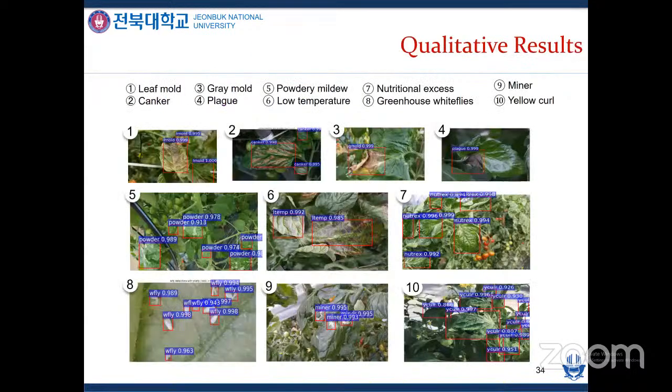So we were able to detect 10 types of diseases, pests, and viruses, including very tiny insects and other diseases with large influence and others with minor influences, but somehow important to be detected. So we obtained this performance.